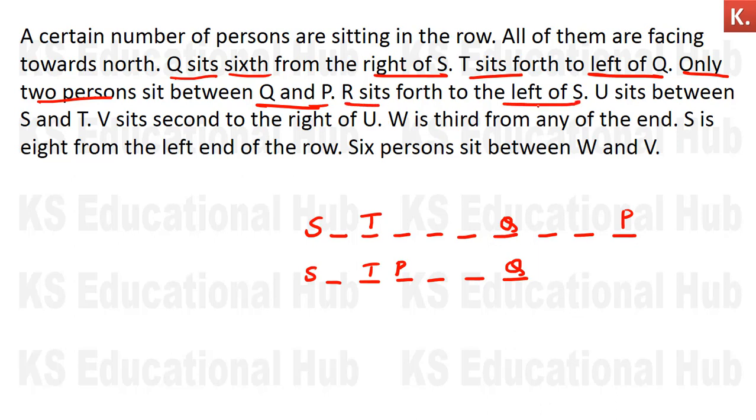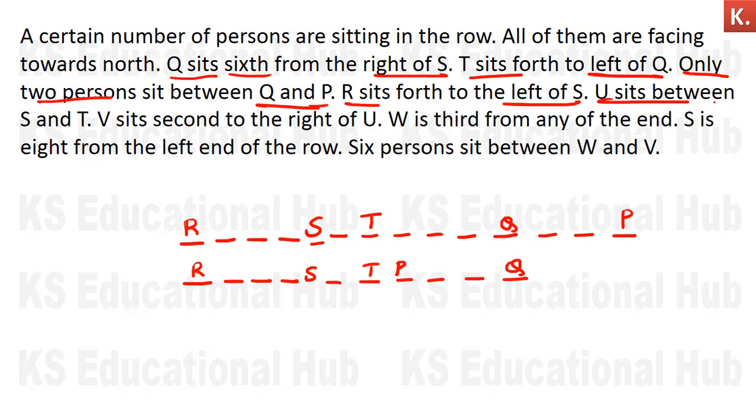The next one is R sits 4th to the left of S. So R has to be placed 4th to the left of S. S is here, 1, 2, 3, 4, so R has to be here. Because these people are sitting facing towards north, 1, 2, 3, 4, R has to be at this particular place. I hope you are able to follow.